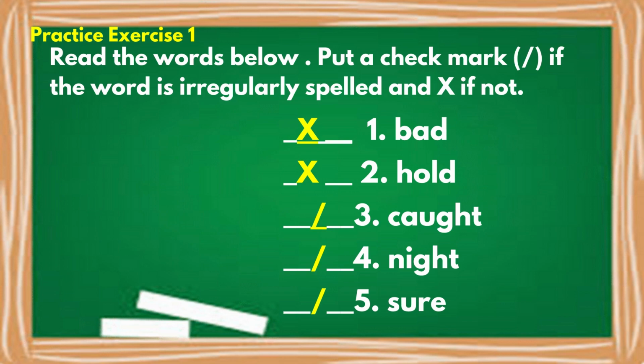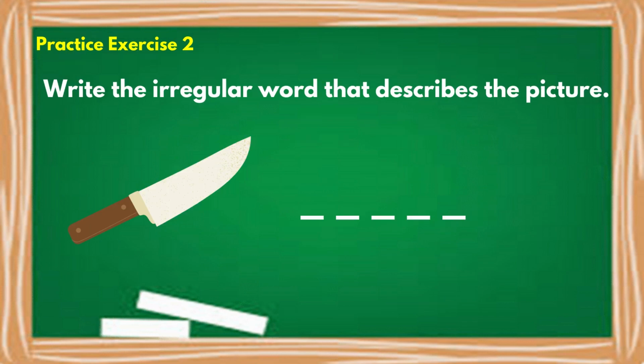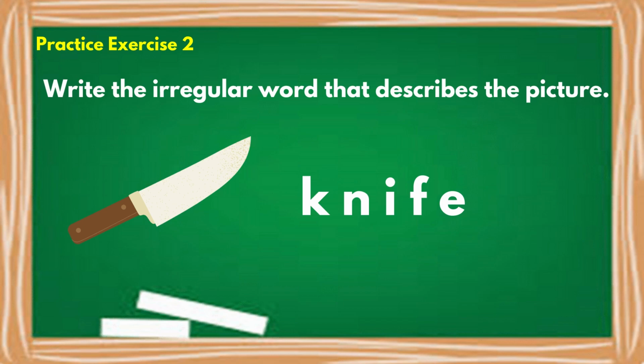Okay, great job for the first exercise. Let's have another exercise. This time, I will show you a picture and then you have to define what is shown in the picture. The word that you will be forming is an irregular word. Pretty easy, right? Okay, so for this first picture, it consists of 5 letters. What do you think is this? You're right, that is a knife. Very good. Next picture.